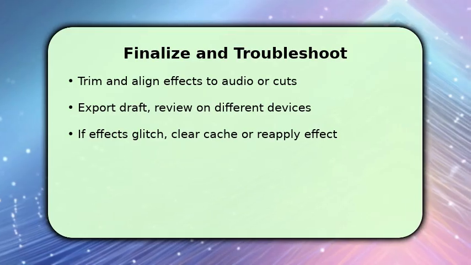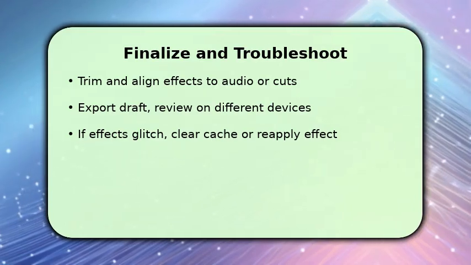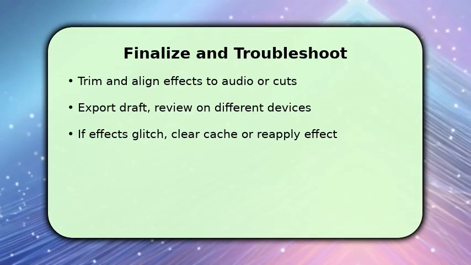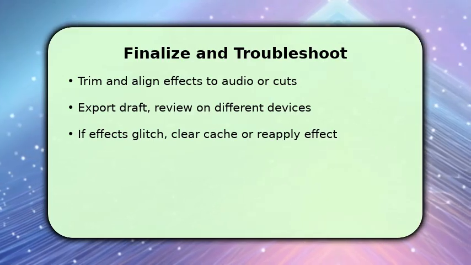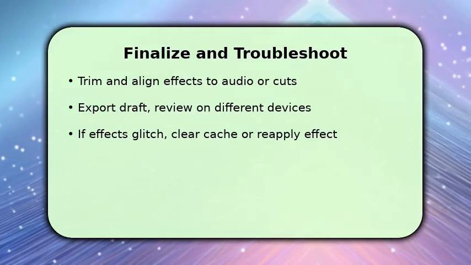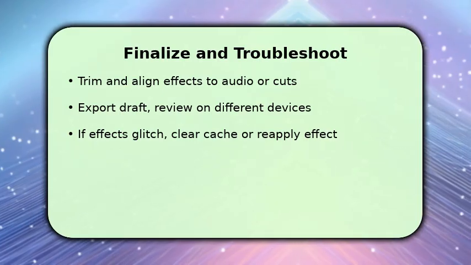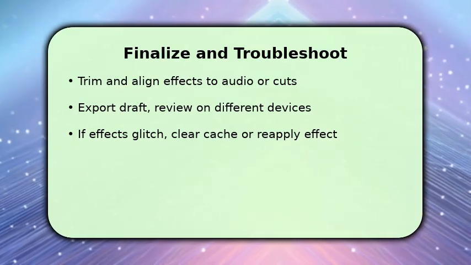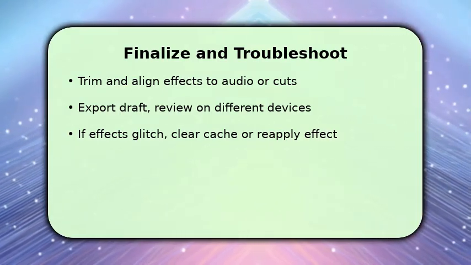If an effect glitches or won't apply, first clear the YouTube app cache and reopen the editor. Reinstall the app only if needed. If problems persist, reapply the effect on a duplicated clip. This often resolves timing or render issues without losing your edit.